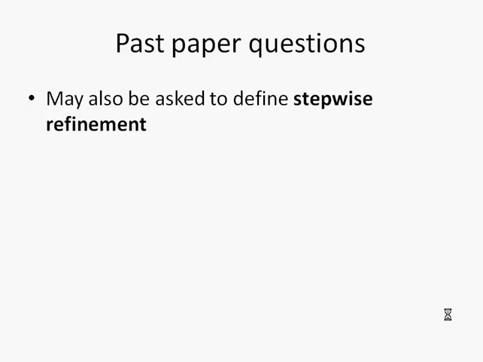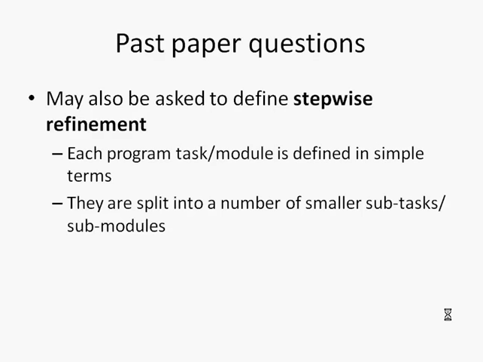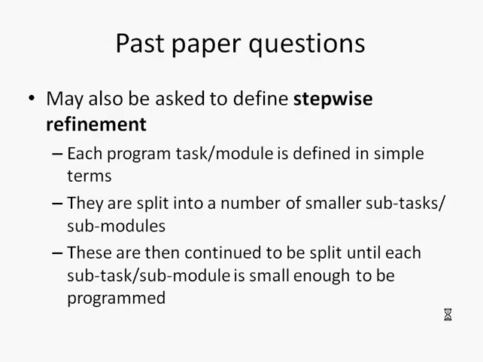You may also be asked to define stepwise refinement. So a good definition might include these points: that each program or task or module is defined in simple terms. They're split into a number of smaller subtasks or submodules. These are then continued to be split until each subtask or submodule is small enough to be programmed. So that's a good definition of stepwise refinement.